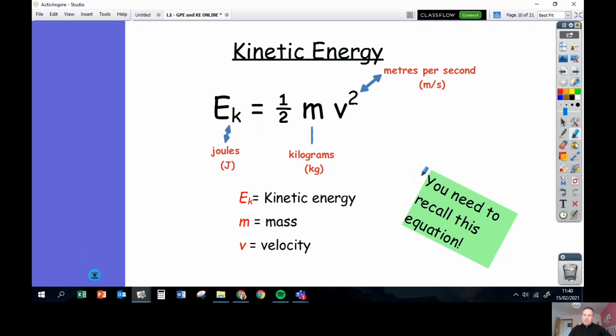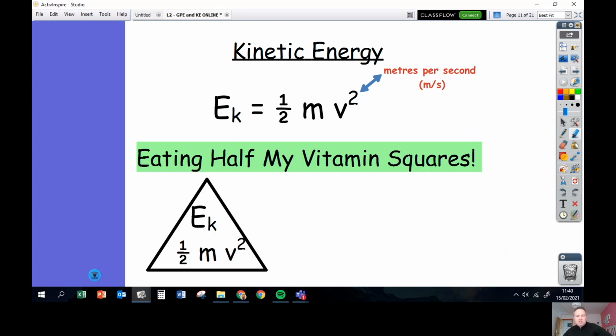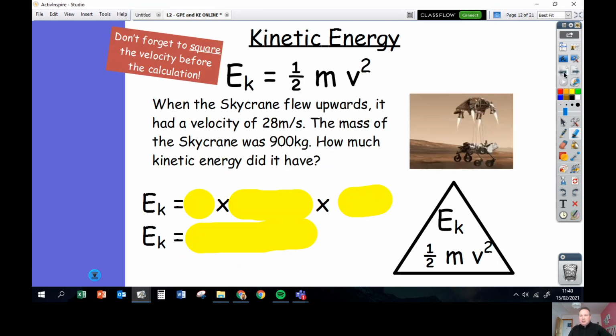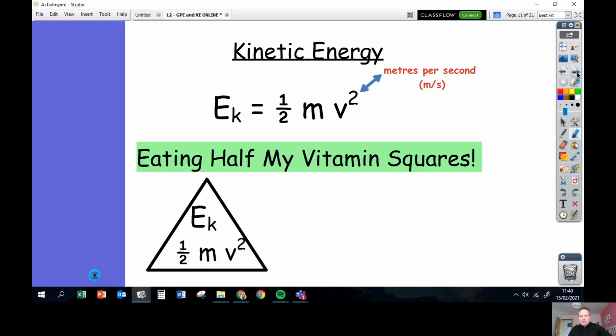So what's our mnemonic for that one? Well, you were eating my green Haribo. Why do you not eat my green Haribo? Because that's the same as eating half my vitamin squares. I need my little vitamin squares to stay healthy, my little sweets. So eating my green Haribo is the same as eating half my vitamin square. So E equals 1/2 mv squared. So you can see how we've got the squared in there to help you remember that.